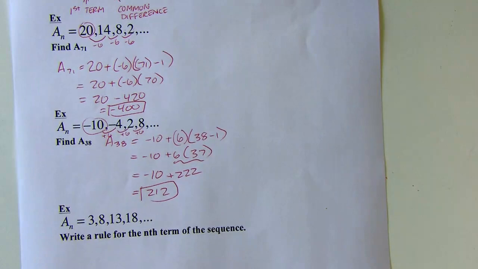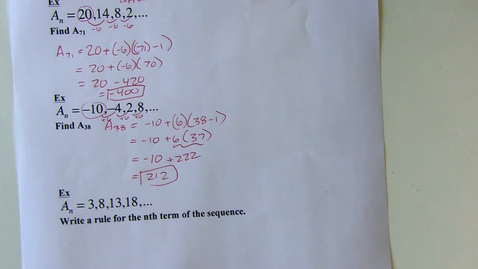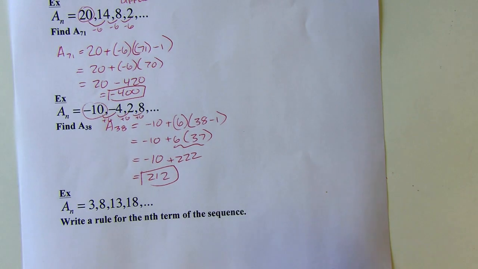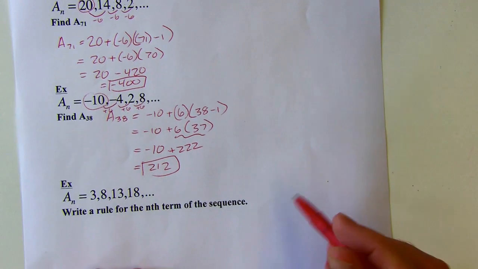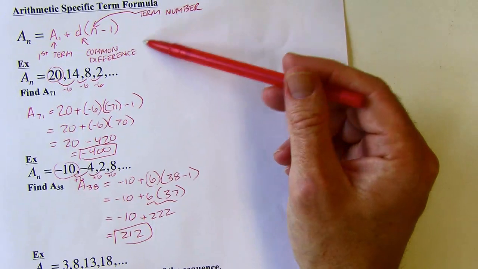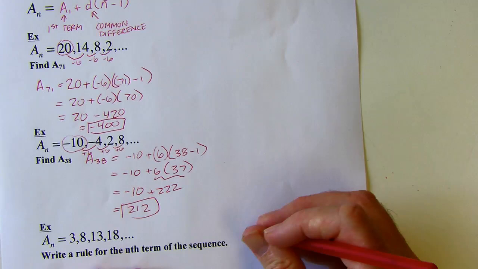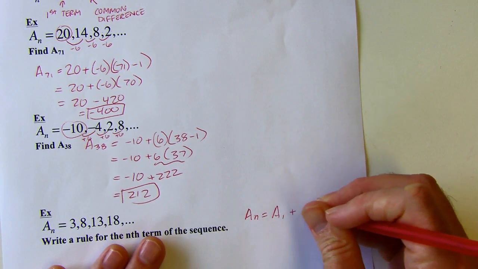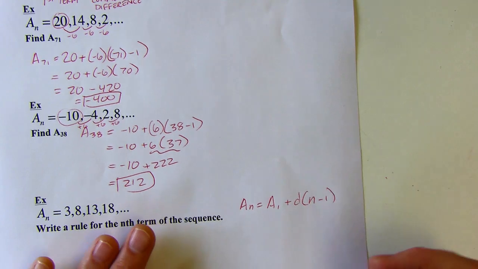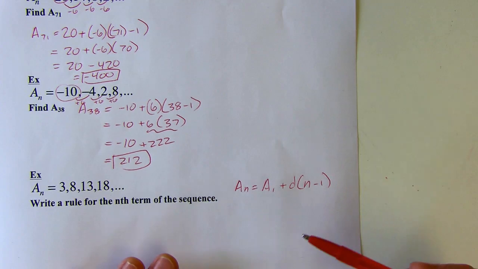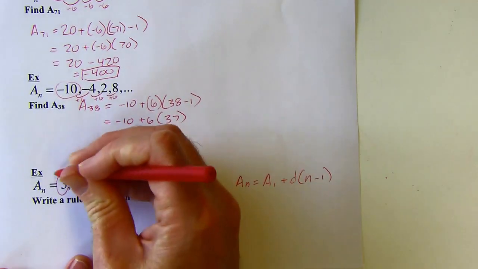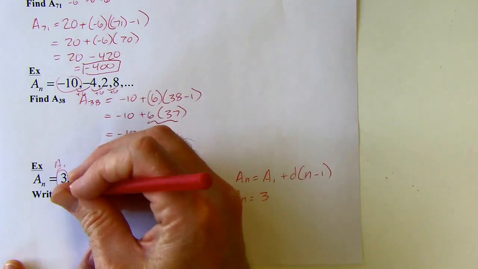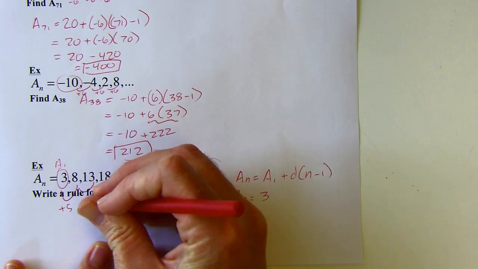All right, so now we're going to write a rule for the nth term. And a rule is a formula. It's a term building formula, okay? So what I'm going to do is use this same formula I had up here. I'm going to be using a sub n equals a sub 1 plus the difference times n minus 1, okay? So I'm going to build a little formula that I can use to find the value of any term. So I'm going to need the first term, which I can see is 3. I'm going to need the difference, which here I can see I'm adding 5 to get from term to term.